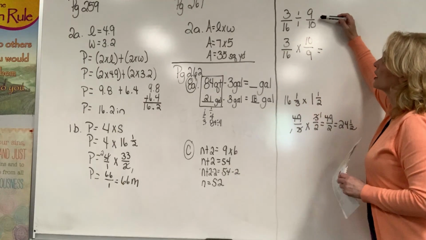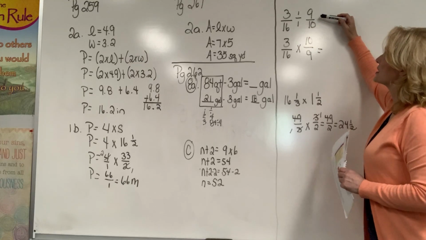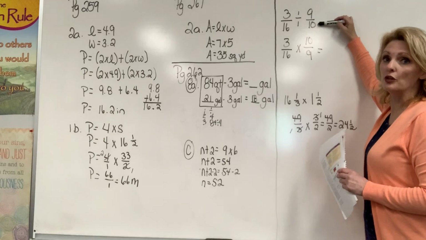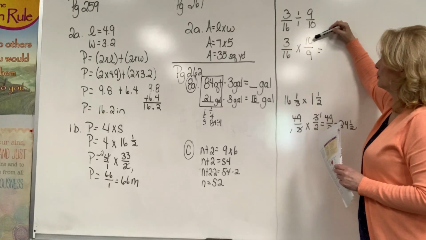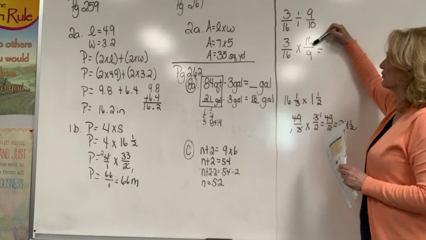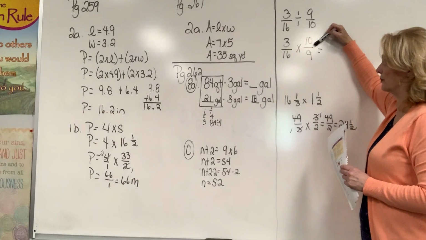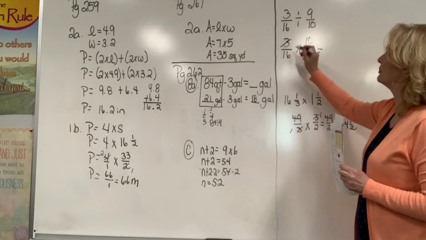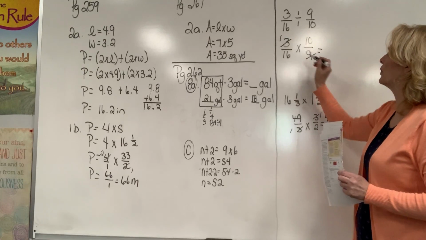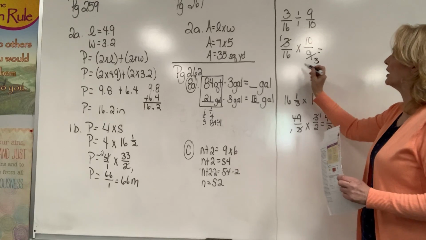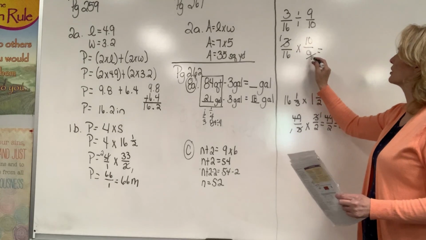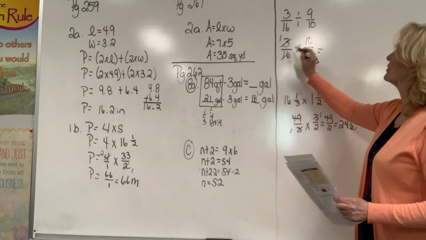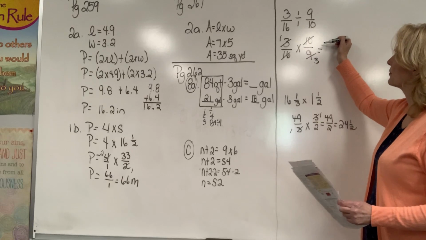division with fractions. You have 3/16 divided by 9/10. Always remember, whenever you have a division problem with fractions, you turn it into a multiplication problem and you flip the second fraction. Make sure that you cancel out within the problem. The 3 will become a 1. The 9 will become a 3, because 3 divided by 3 is 1, and 9 divided by 3 is 3. And then you'll have 16 and 10.